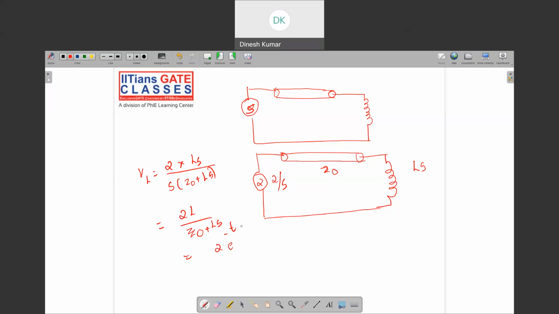So 2e raised to minus t by L by Z0. I'll write here, divided by L by Z0. If you draw this, at t equal to infinity it will go to 0. Initially the inductor will be an open circuit and it will reach 0 at t equal to infinity.